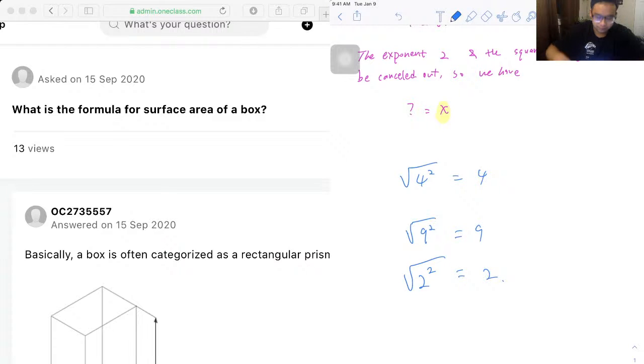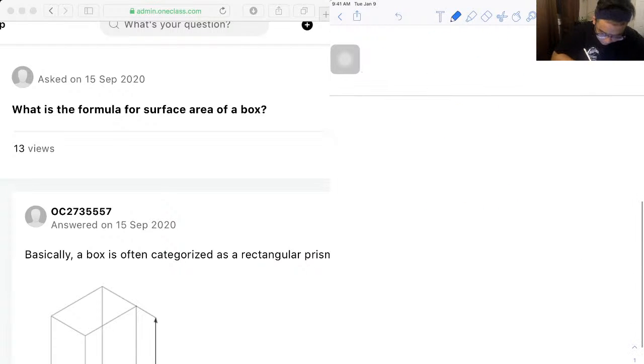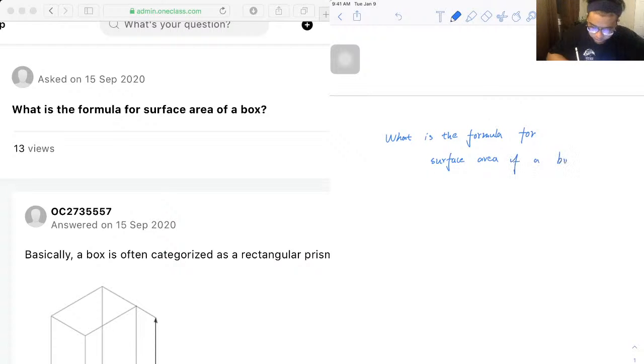Next we have, what is a formula for surface area of a box.